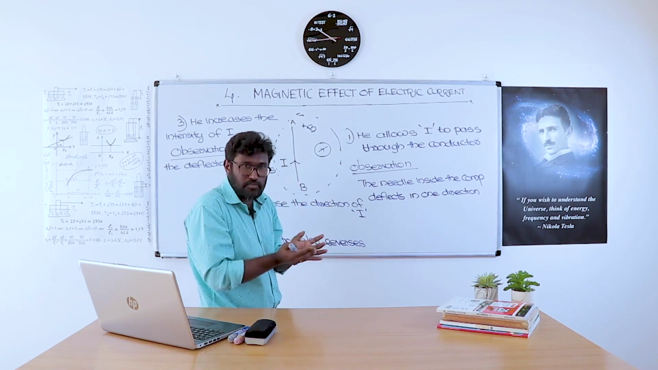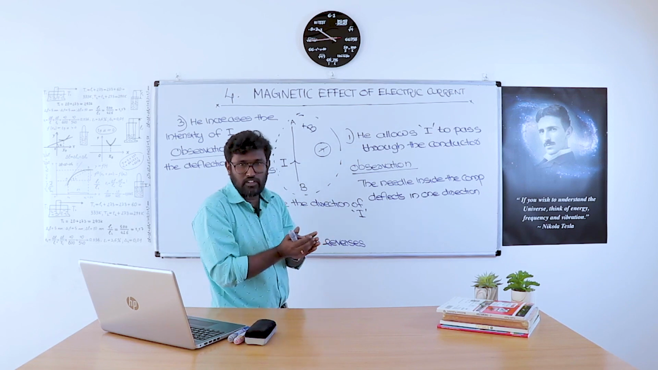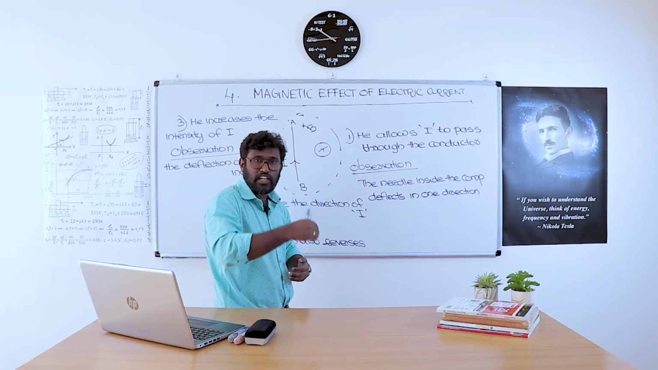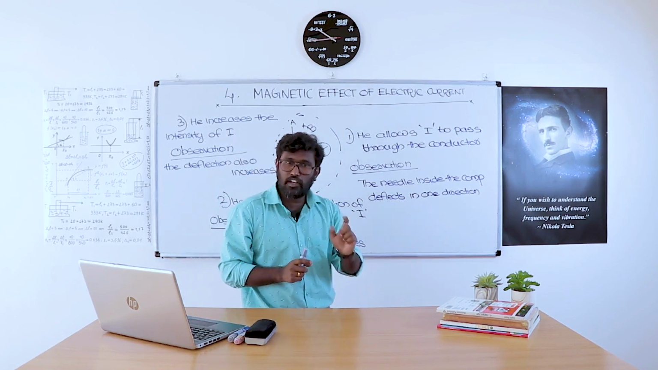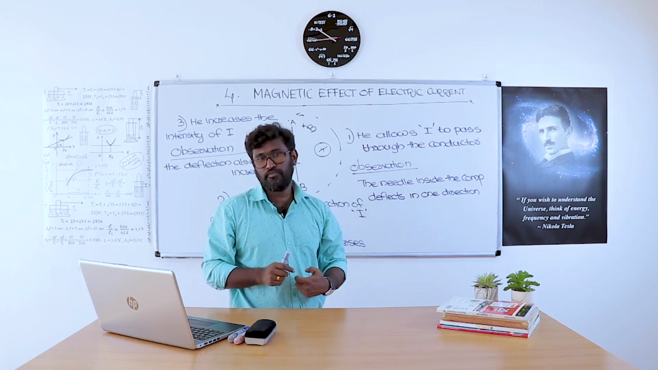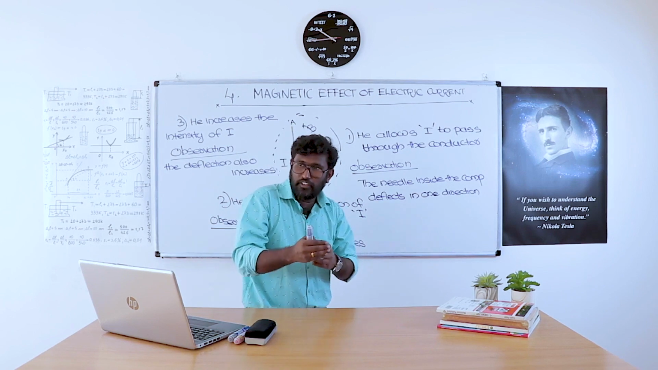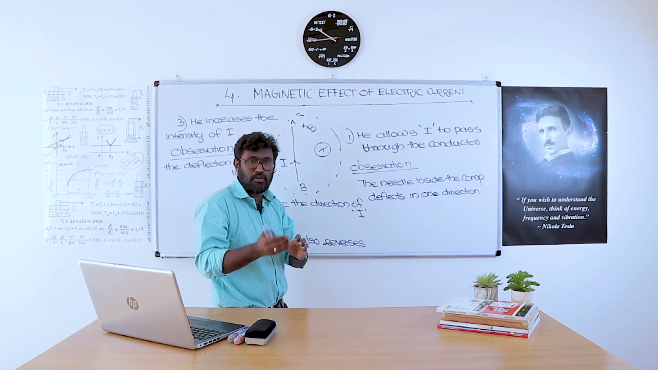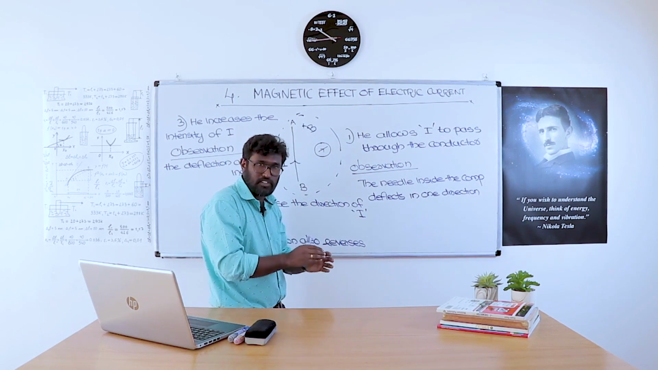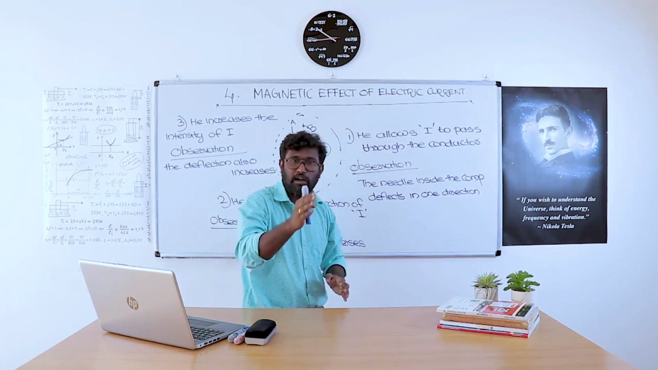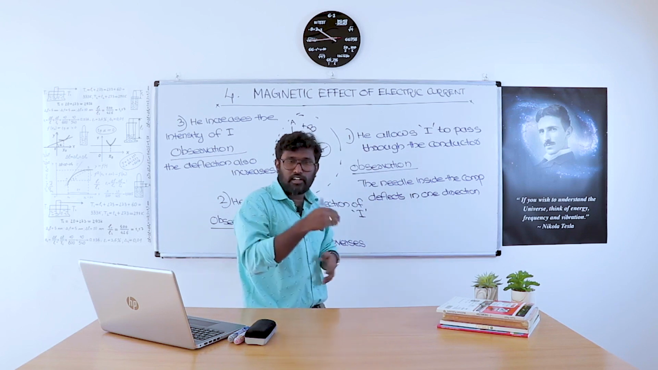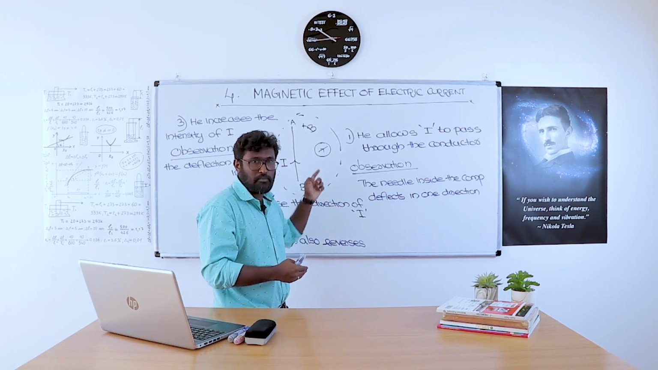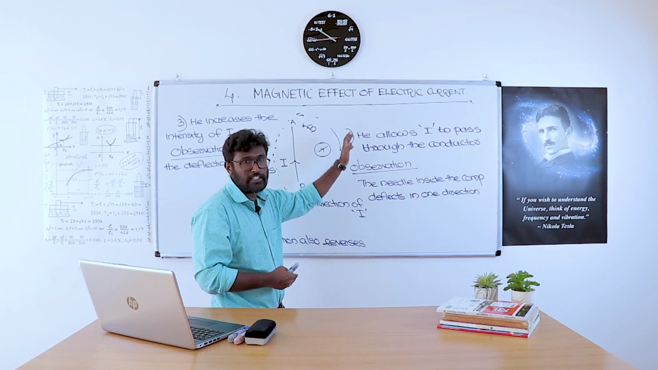From all these observations, he concluded that whenever current is passing through the conductor, a magnetic effect is produced. That's why the needle inside the compass deflects. The magnetic field is produced and the needle deflects, which means that the needle inside the compass is a bar magnet. So due to that magnetic field, the bar magnet deflects. Which magnetic field? The magnetic field produced due to the current.